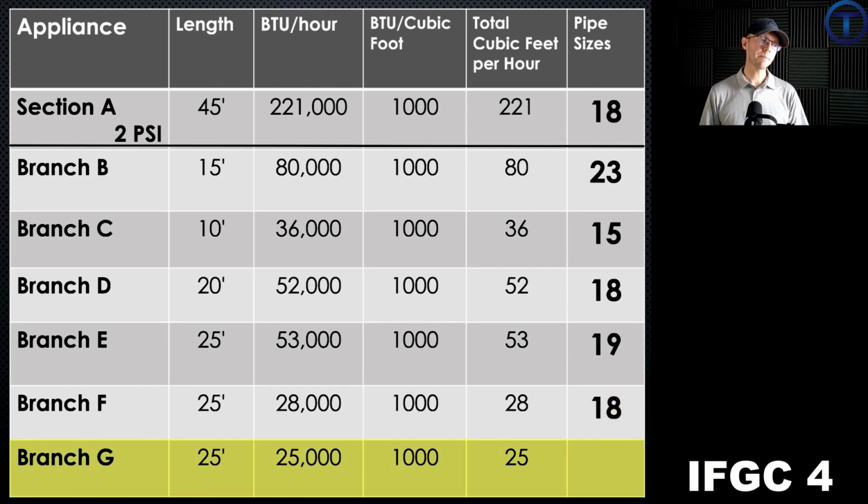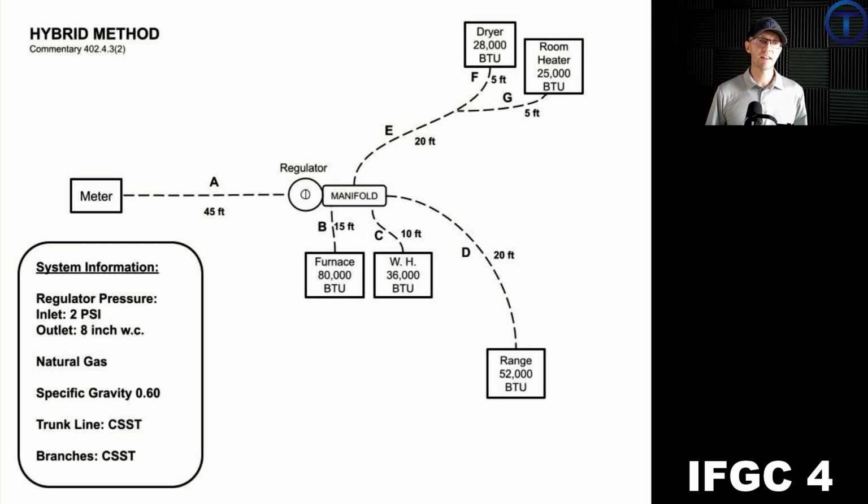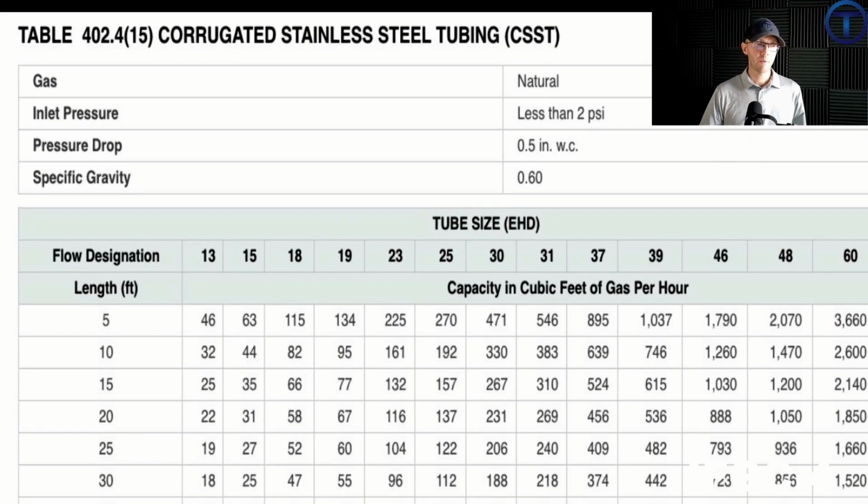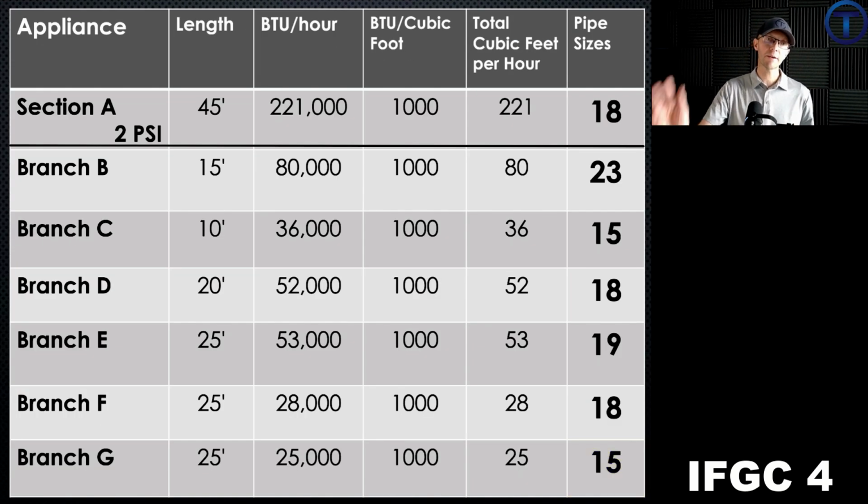table. Last one, branch G, 25 feet with 25 cubic feet per hour. This is the line running over to the room heater. We have a line 25 and 25 cubic feet per hour. That's more than 19, less than 27. Come to the top and we find we have a tubing size of 15, and we will put that on our table. We have completed it.